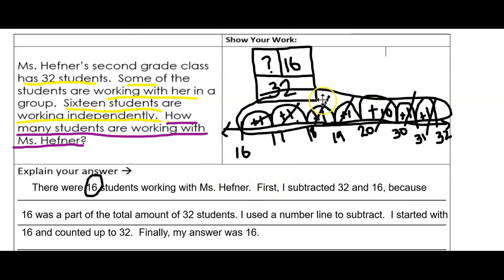For your explanation, you should have first, I subtracted 32 and 16 because 16 was a part of the total amount of 32. I used a number line to subtract. I started with 16 and counted up to 32. Finally, my answer was 16. Great job, boys and girls.